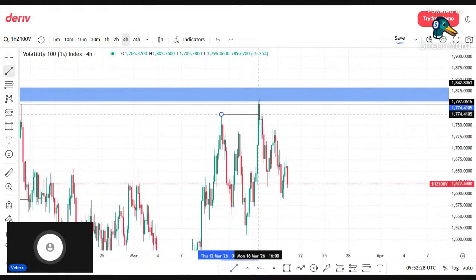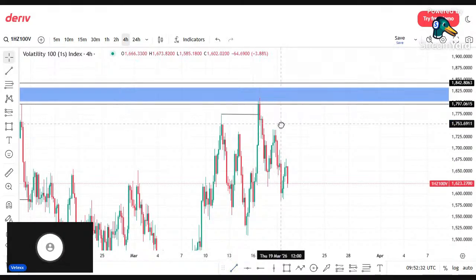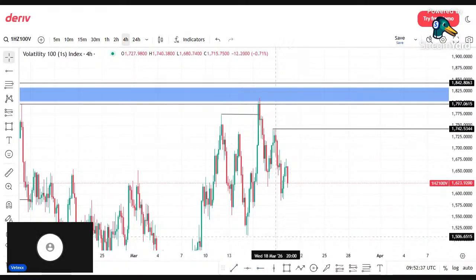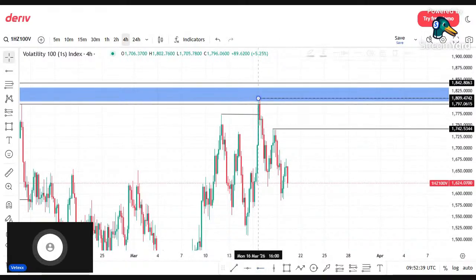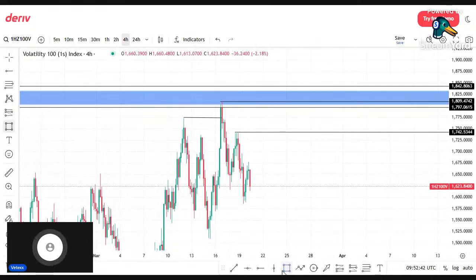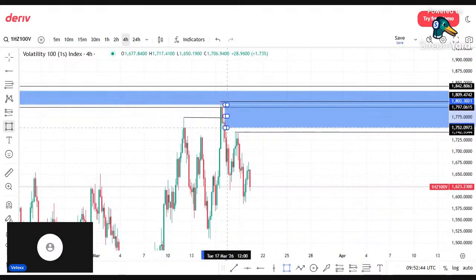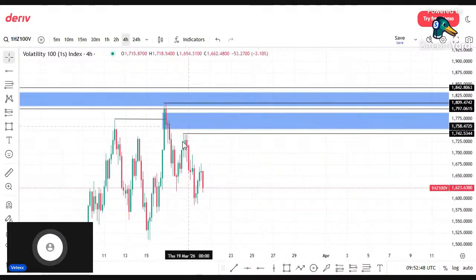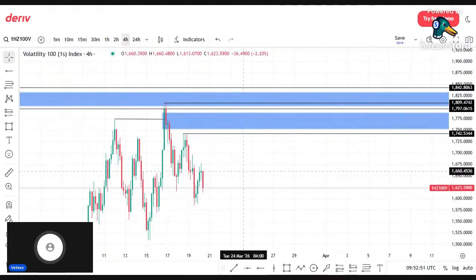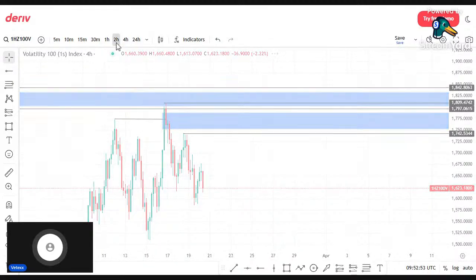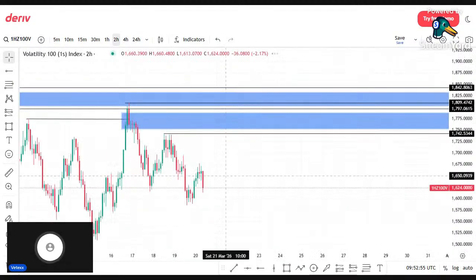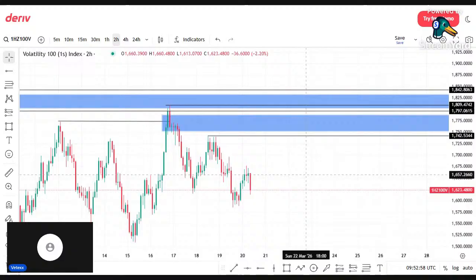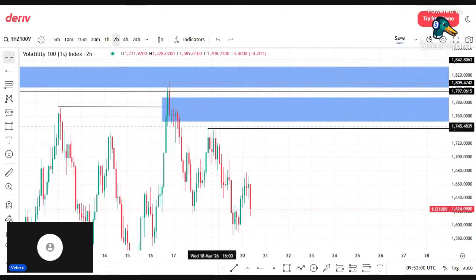Remember, this is not a continuation anymore. We have a sweep here, and then we have a structural liquidity here, and this is our new protected high, which is this. So this is our new point of interest. This is another new point of interest. So price will either come into this zone, give a continuation and sell, or we'll scale down and see if we find another setup. So there is another one here.